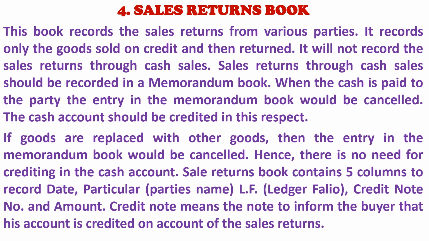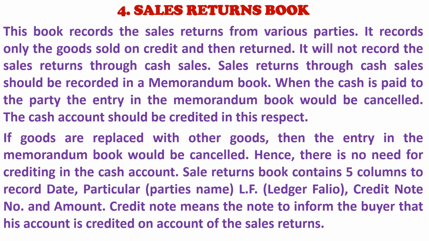4. Sales returns book. This book records the sales returns from various parties. It records only the goods sold on credit and then returned. It will not record the sales returns through cash sales. Sales returns through cash sales should be recorded in a memorandum book. When the cash is paid to the party, the entry in the memorandum book would be cancelled. The cash account should be credited in this respect. If goods are replaced with other goods, then the entry in the memorandum book would be cancelled. Hence, there is no need for crediting the cash account.